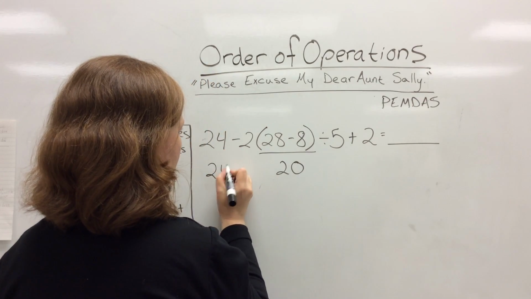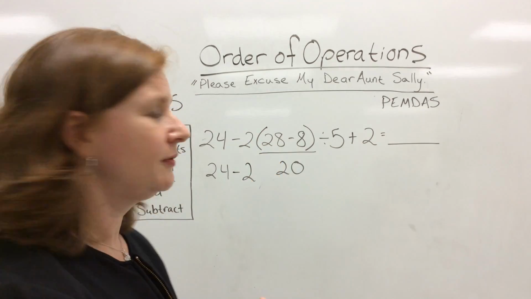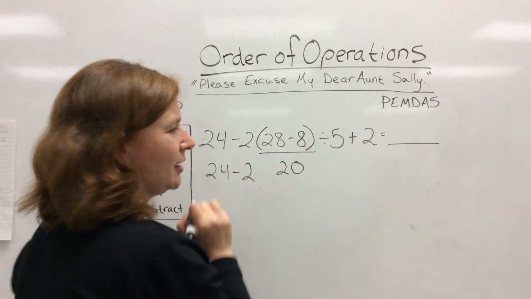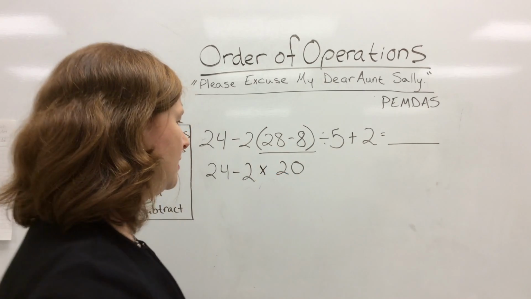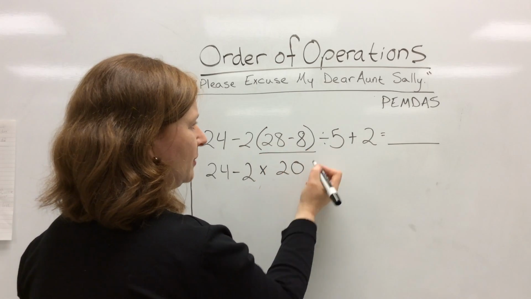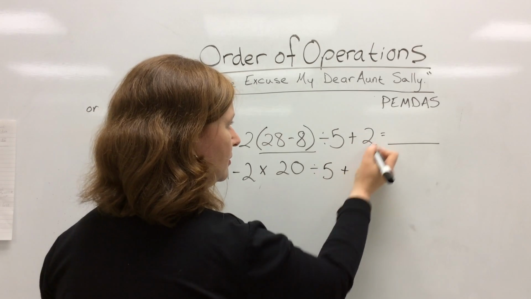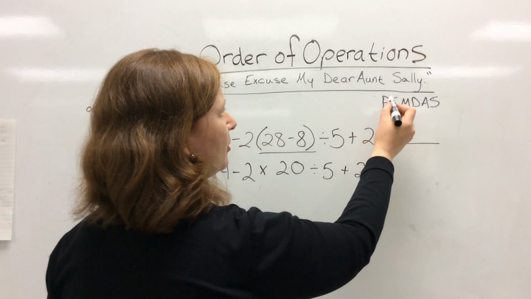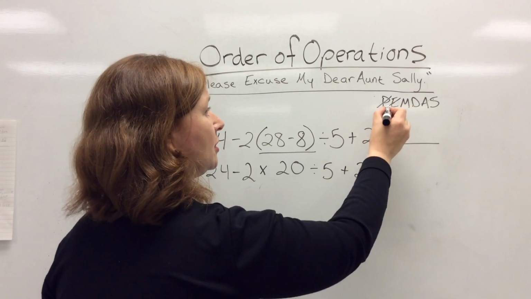24 comes down, minus 2. Uh-oh, I don't have an operation here. But I know that if I have a parenthesis and a number outside the parenthesis, it means multiply. So I will put a times symbol there, telling me I need to multiply. I already used my 28 minus 8, divided by 5, plus, and 2. All right. I don't have any more parentheses, so I'm done with parentheses. Have no exponents, done with exponents.